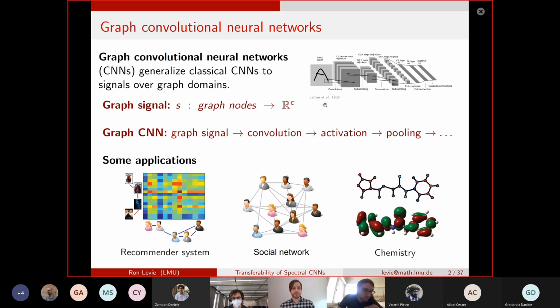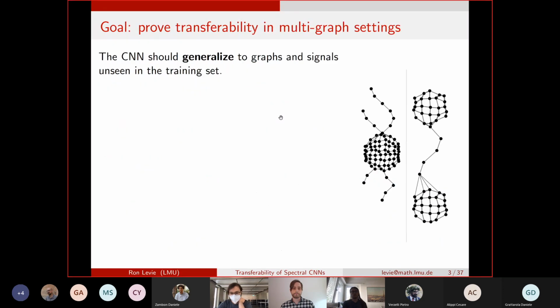Okay, so let's start with the basics. If you know what a standard convolution network is, then a graph convolution network is the same thing. The only difference is that signals are now defined over the nodes of graphs and not over the nodes of Euclidean grids. A graph convolution network starts with a signal on the graph, applies convolution, activation, pooling, and so on. Because data is often graph structured, this is very useful and has many practical applications. By today, graph deep learning has a lot of impact on the industry.